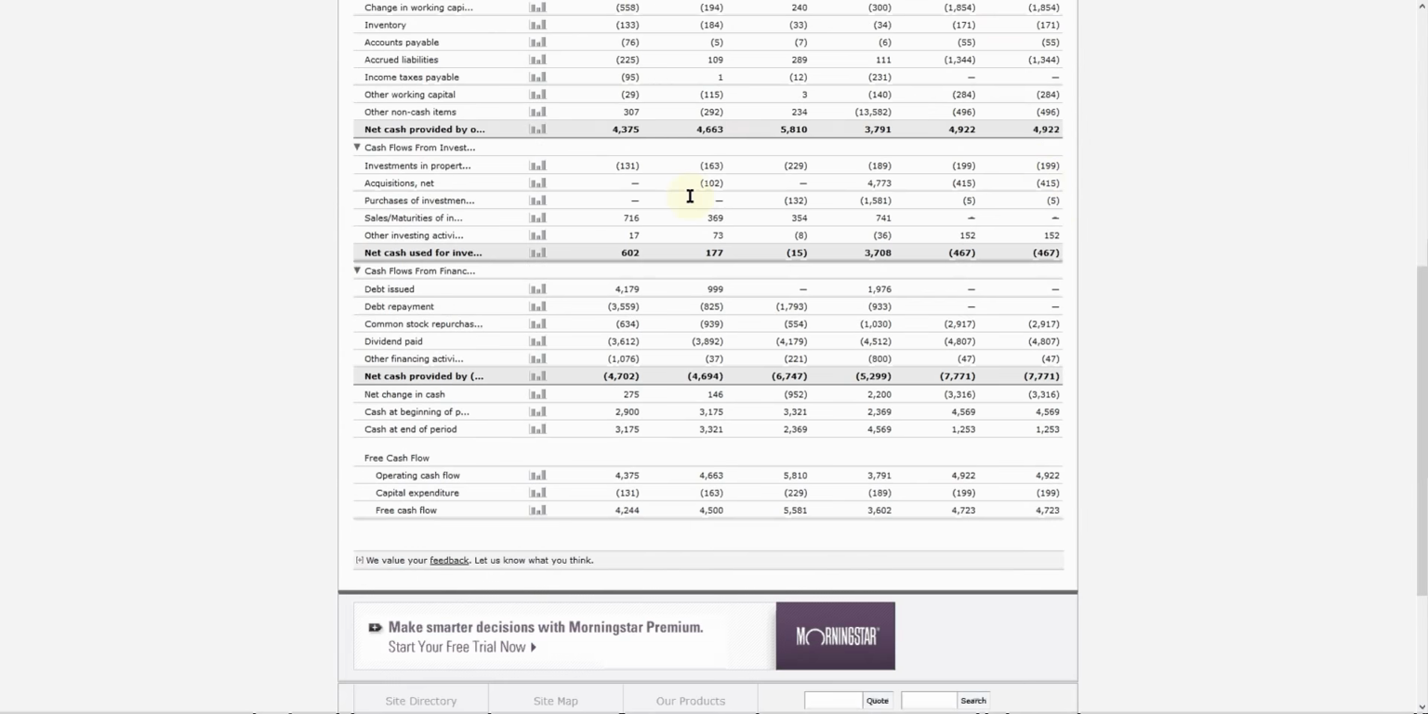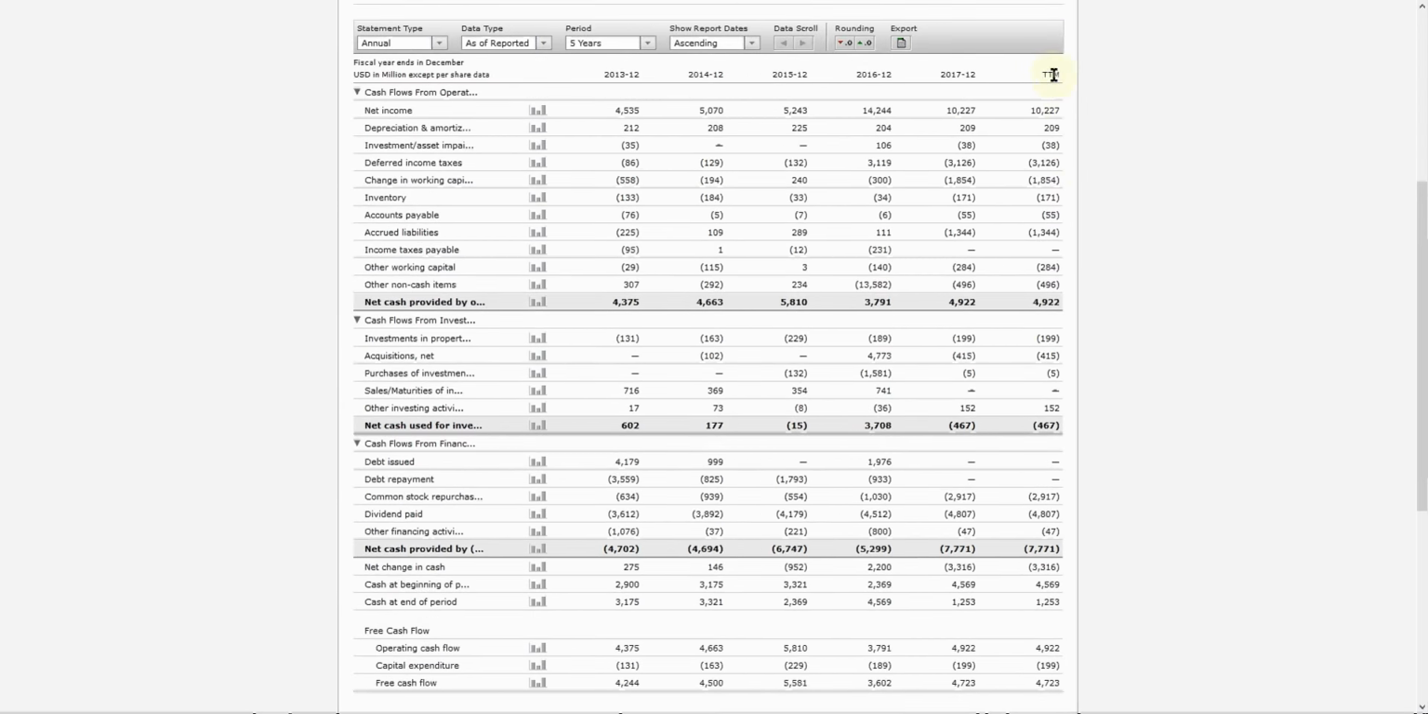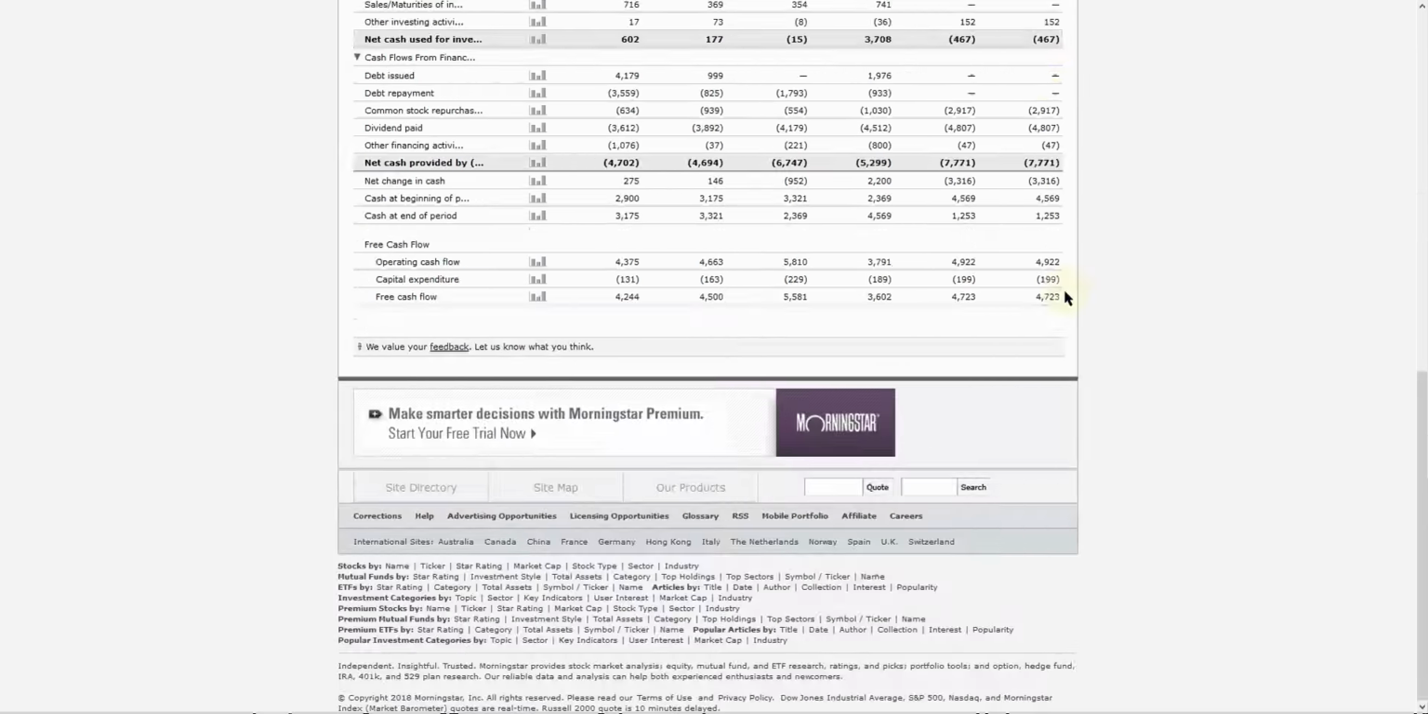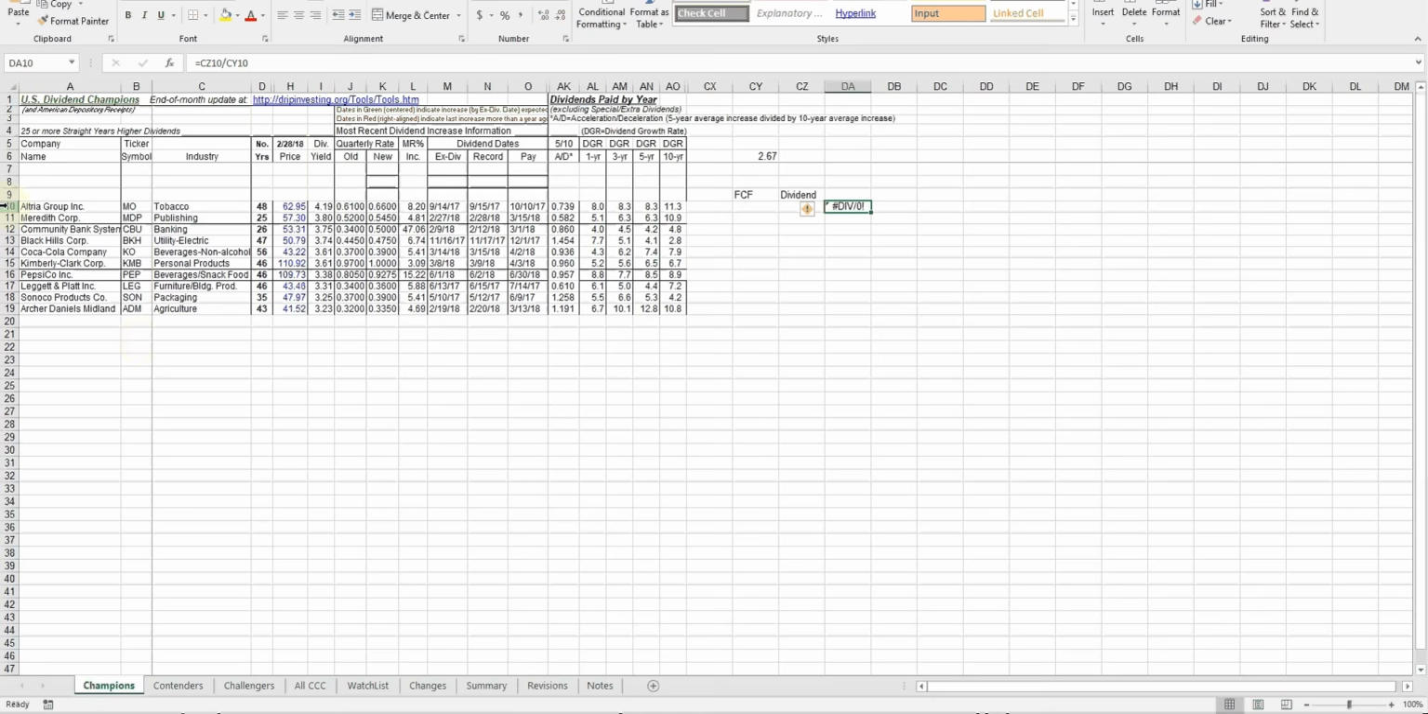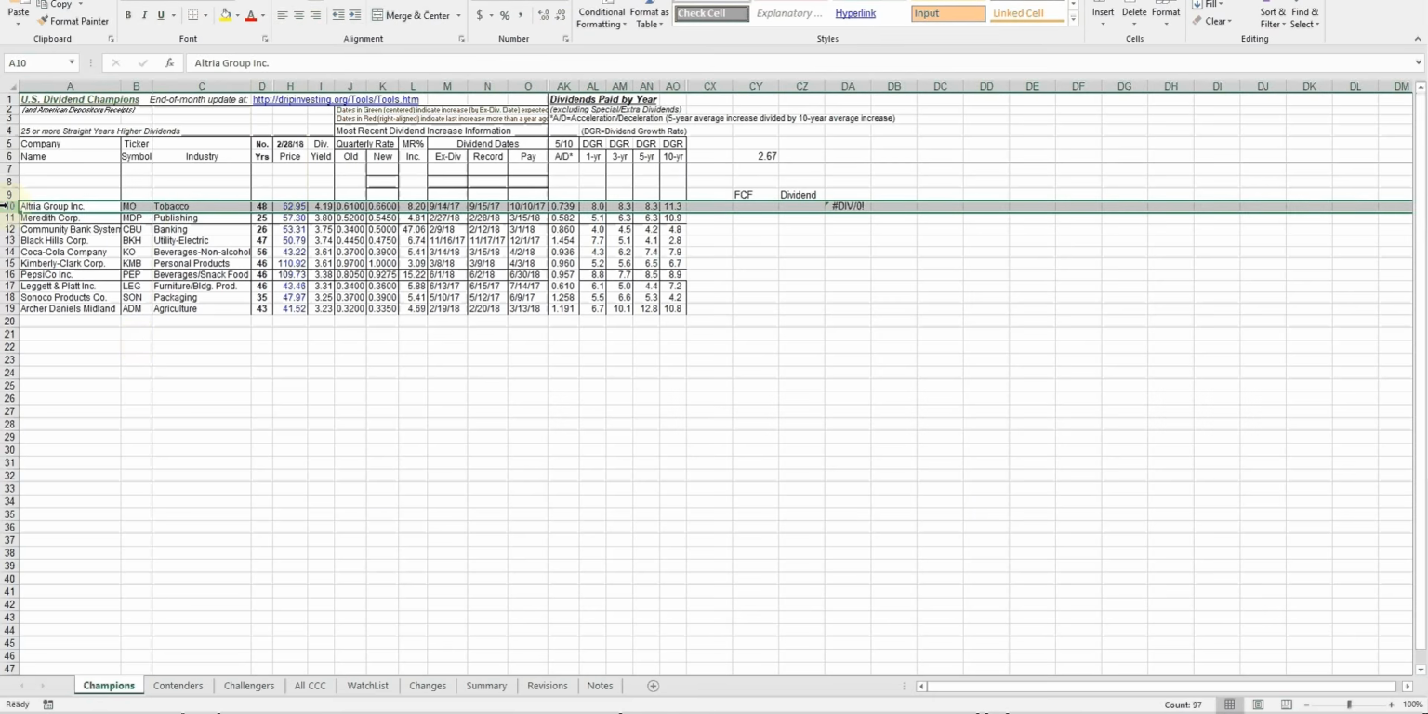But for now, we're just going to focus on this TTM, so trailing 12-month column. And we're just going to focus on 2 things really. So we're going to focus on this free cash flow and dividend paid. So if you look at the free cash flow here, we can see that it is 4723, but the dividend paid is 4807. So as we can see that the dividend is actually more than the free cash flow, so we can eliminate them pretty much straight off the bat. There's no need to even think about them for a moment.